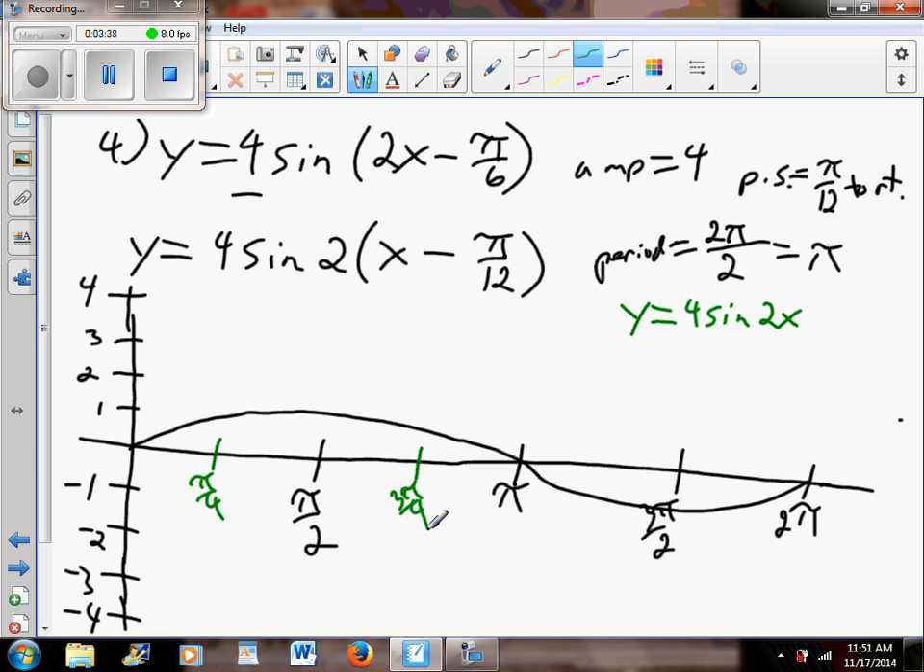Now the sine curve, 4 sine x, would go all the way up to 4, down through pi, down to a negative 4. But what I want to do is graph 4 sine 2x. That's going to look like this. We'll start here. Okay, that's basically what it looks like. I didn't draw this down far enough here.